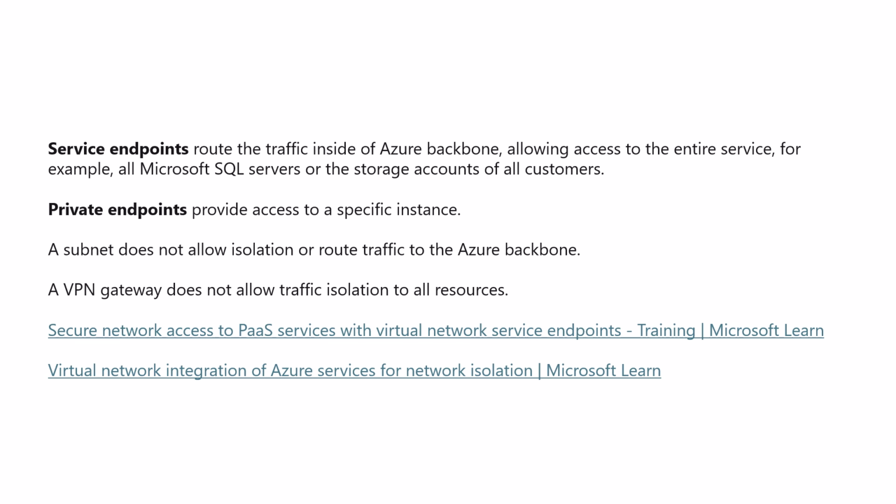Service endpoints route the traffic inside of the Azure backbone, allowing access to the entire service, for example, all Microsoft SQL servers or the storage accounts for all customers. Private endpoints provide access to a specific instance. A subnet does not allow isolation or route traffic to the Azure backbone, and a VPN gateway does not allow traffic isolation to all resources.